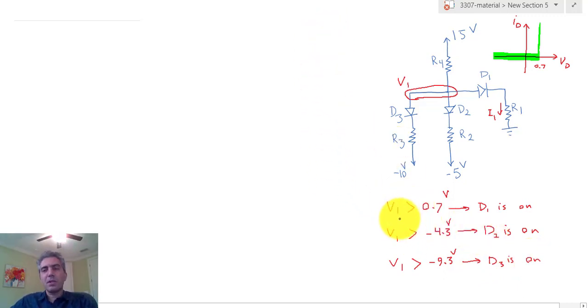Now, one thing that you have to notice here, which is an interesting observation, is that in any of these situations, there are conclusions that you can make. For example, if V1 is anything greater than 0.7, then automatically V1 is also greater than minus 4.3 and V1 is greater than minus 9.3. In other words, when D1 is on, D2 and D3 are both also on. So you can't have a situation where D1 is on and any of D2 and D3 are off.